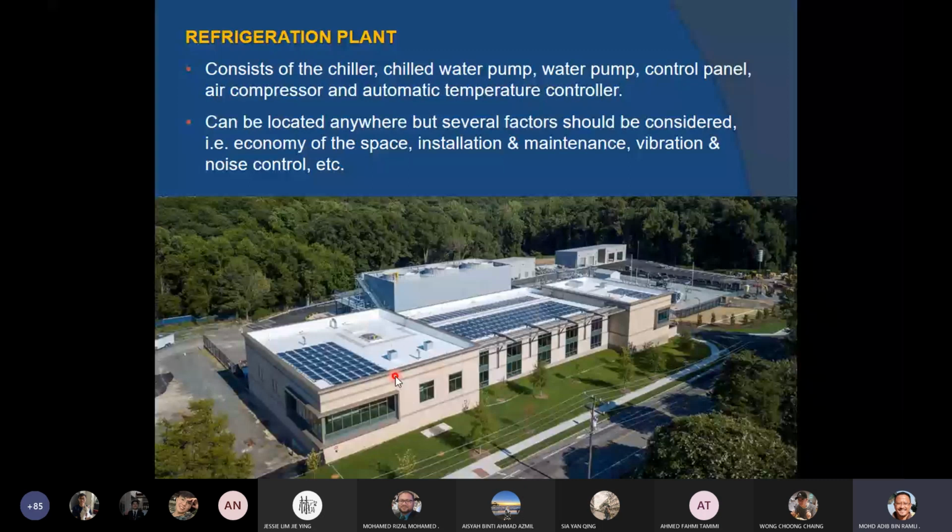So the plant room can be located anywhere, but you need to consider several factors, for example the economy of space, which I'm going to explain later on, installation and maintenance, vibration and noise control, and so on. So you cannot simply put it anywhere you like, but you have to consider these factors.